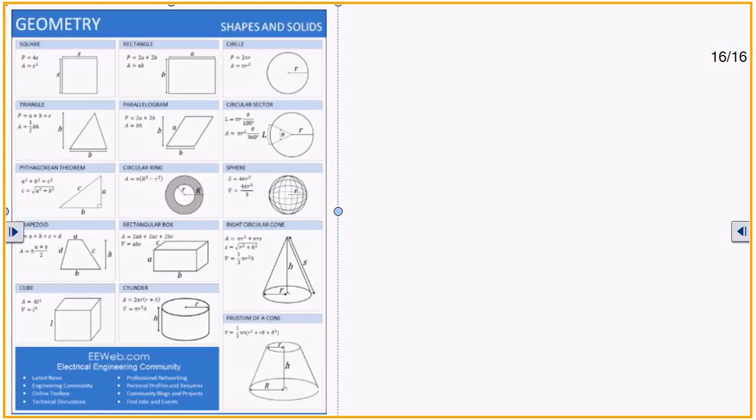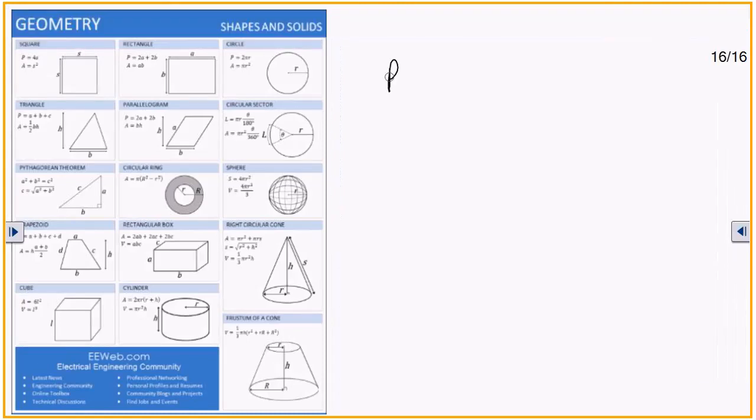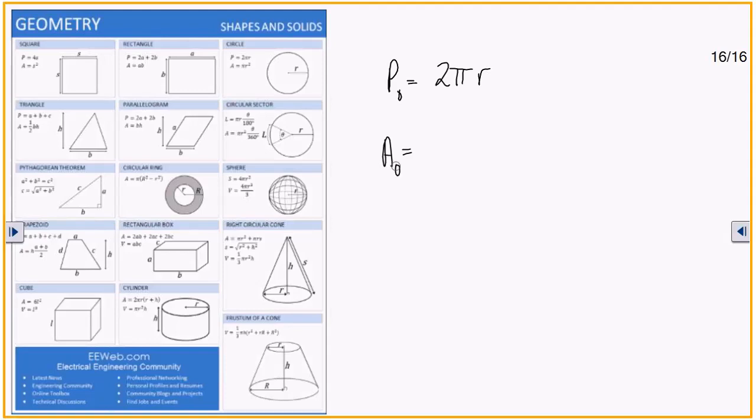Right here, the perimeter of a circle is equal to 2 pi r. The area of a circle is equal to pi r squared, where r is the radius.